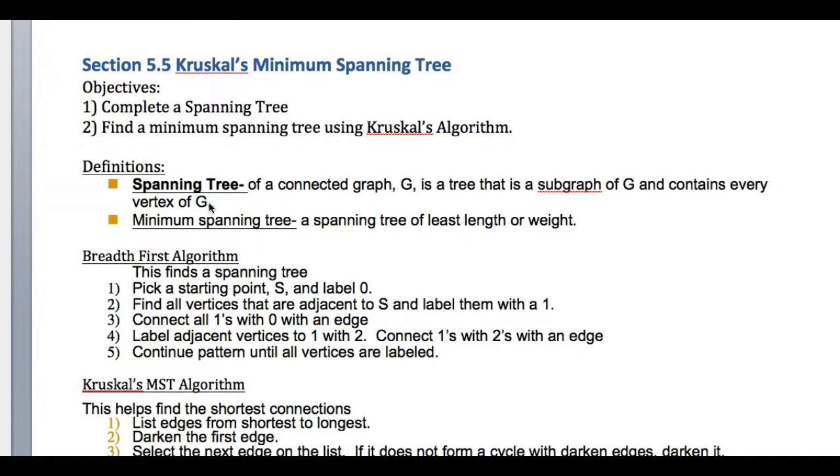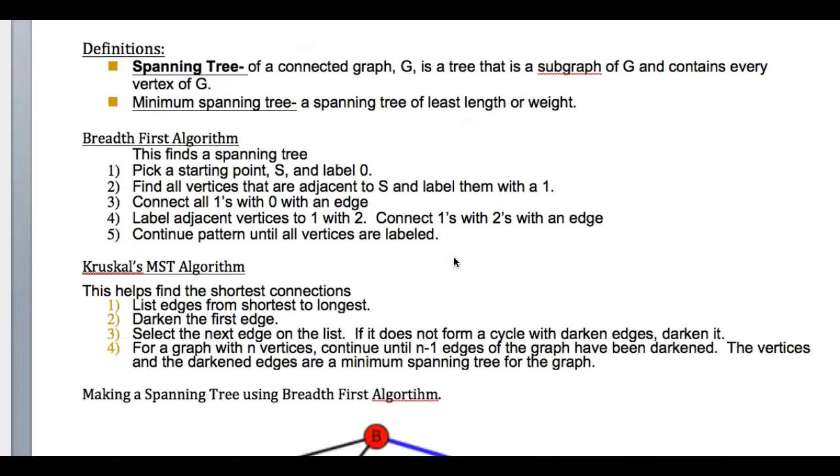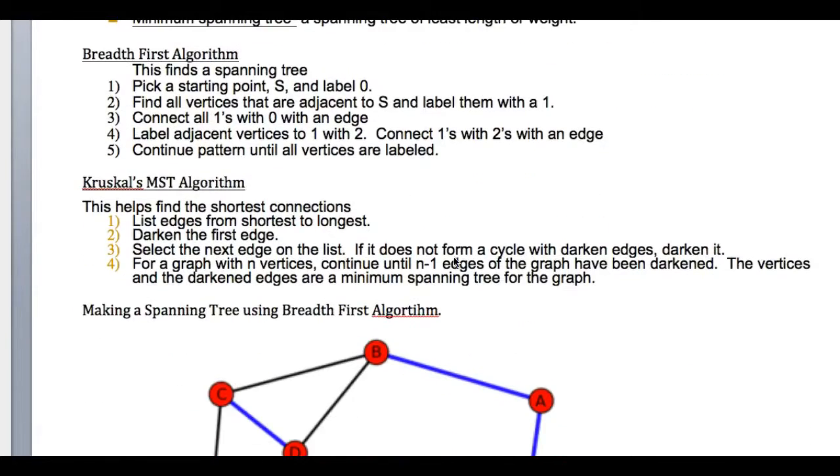Then a minimum spanning tree is very similar to our cheapest link algorithm that we did before, but we want to find a spanning tree that has the least length or weight, and that is not dependent upon a starting point or ending point. All right. So the first thing we want to do is try to just make a spanning tree.